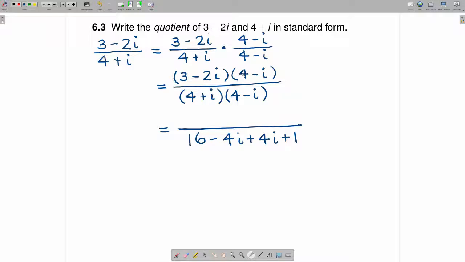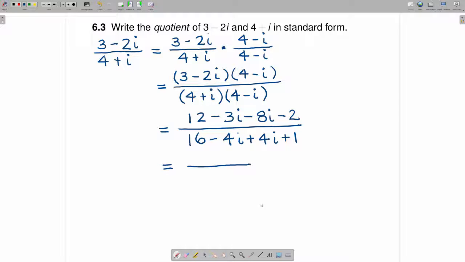Up top, same deal. We've got first will be 3 times 4, outside will be 3 times negative i, inside will be 4 times negative 2i, and the last will be negative 2i times negative i. So to start out, 3 times 4 is 12. 3 times negative i is negative 3i. 4 times negative 2i is negative 8i. And negative 2i times negative i is positive 2i squared, but 2i squared is negative 2 because i squared is negative 1.